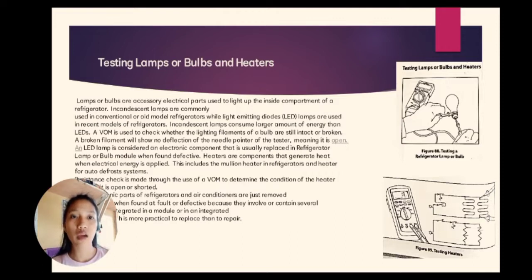Testing lamp or bulb, heater. Lamp or bulb: an accessory electric part used to light up the inside compartment of the refrigerator. Incandescent lamps are used in conventional or old model refrigerators, while light emitting diode lamps are used in recent models. Incandescent lamps consume a larger amount of energy than LED.